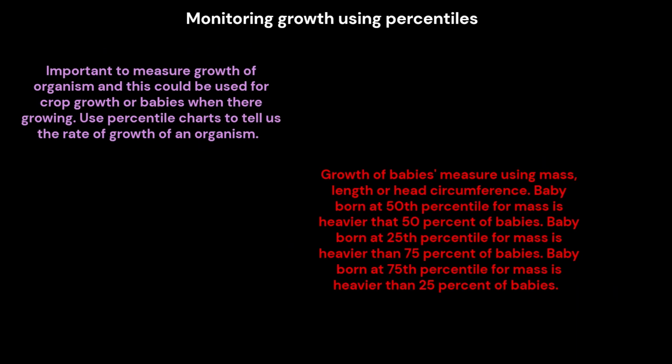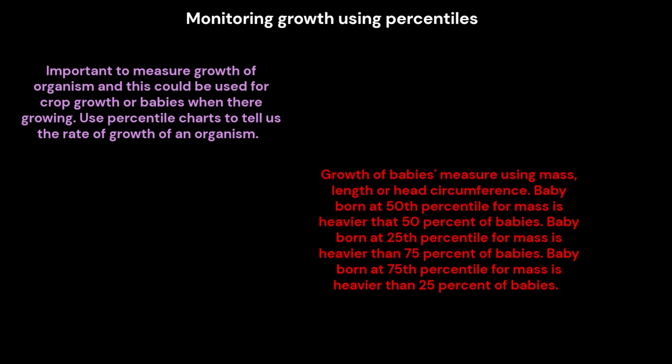Monitoring growth using percentiles. It's important to measure the growth of an organism, and this could be used for crop growth or for babies when they're growing. We use percentile charts to tell us the rate of growth of an organism. Growth of babies is measured using mass, length, or head circumference. A baby born at the 50th percentile for mass is heavier than 50% of babies. A baby born at the 25th percentile for mass is heavier than 75% of babies.